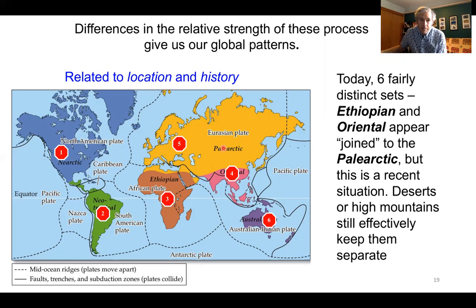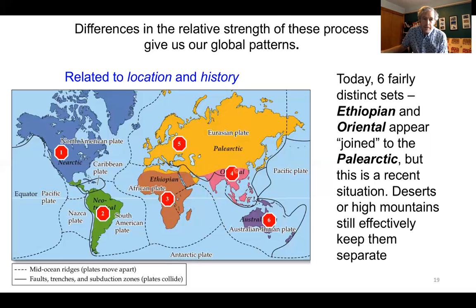So here we have the Palearctic, here's the Ethiopian, and here's the Oriental set. But this is a relatively recent situation. These land masses have become joined to each other. And also, deserts or high mountains still effectively keep them separate. So if we focus on the Palearctic and the Oriental plate, the Palearctic group, which is on the Eurasian plate, looks like it should be joined to India and the subcontinent. However, on this band here are the Himalaya mountains.